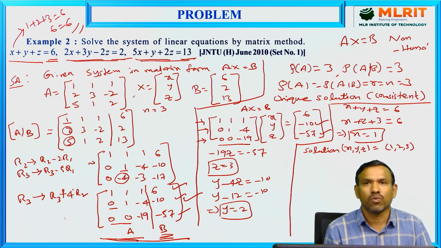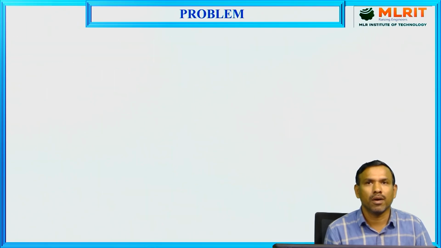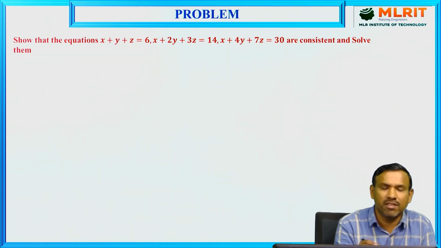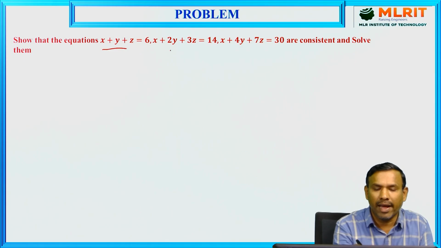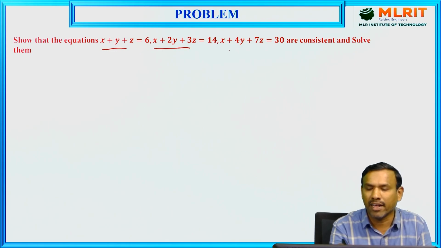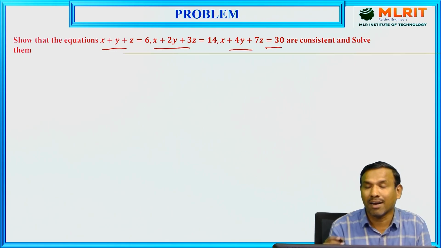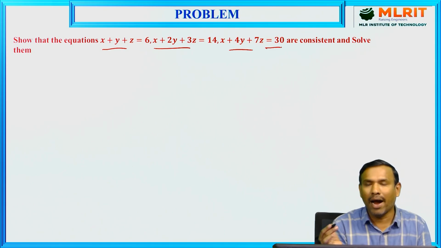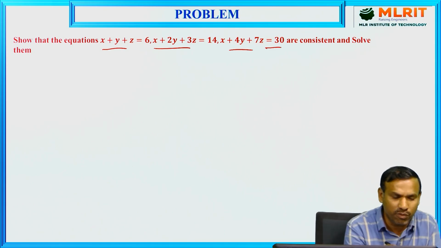Right? So we'll go for one more problem. Show that the equations x plus y plus z is equal to 6, x plus 2y plus 3z is equal to 14, x plus 4y plus 7z is equal to 30 are consistent and have at least one solution, and solve them. Let us solve this.